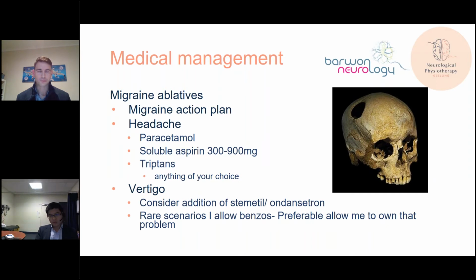I try to avoid too much. I do counsel them very early on medication overuse headache, because it's a problem if they continue. Generally, if they use triptans more than 7 days out of 30, that increases the risk of medication overuse. I try to avoid opiates like Panadeine Forte or Endone, because again that dramatically increases the risk of medication overuse.